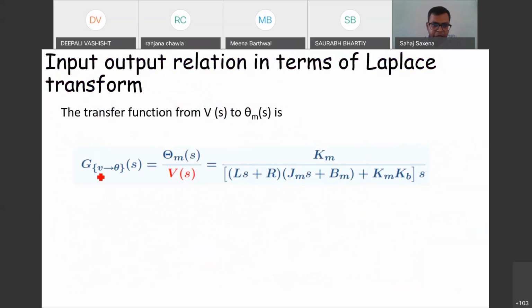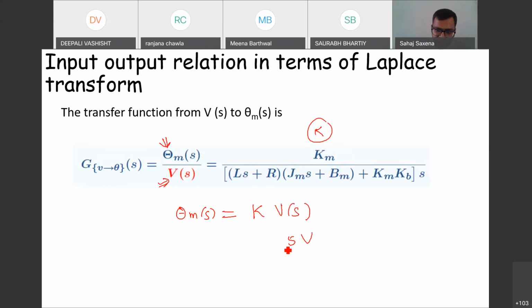It means this is a voltage and this is the angle, and this is a constant type. Initially, you can understand it as a constant. So for theta m(s), if I say it is a constant capital K, then theta m(s) = K times V(s). So if you give 5 volts and if the K value is 2, you will get a 10-degree motion. So you can understand that if I want to move it 10 degrees, then I have to give a voltage of 5 volts. So this is the transfer function.